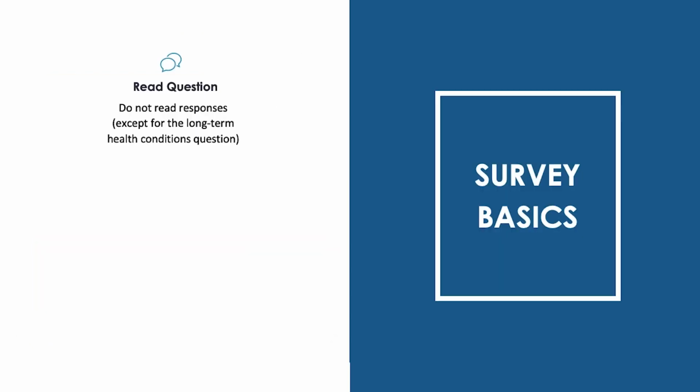I wanted to quickly go over some survey basics before we move forward. This one is important, so make sure that you take note of it. You should read each question to the participant, but do not read the responses they can choose from. Just ask the question and let the participant respond in their own words. There is one exception to this rule, specific to a question asking about long-term health conditions. For this question, you will read off each response one by one, but for all other questions, select the option that best matches the response provided by the participant.